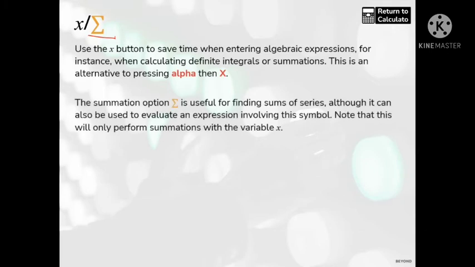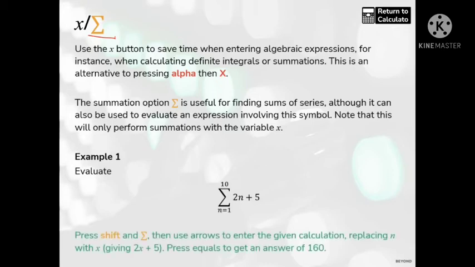Summation is good for series, sums of series. So for example, the sum from n equals 1 to 10 of 2n plus 5, you should get an answer of 160, because you're summing in 1, then 2, then 3, then 4, then 5, then 6, then 7, then 8, then 9, then 10. Add them all together, that's what a sum is, you sum them all up, and you should get 160. Okay.